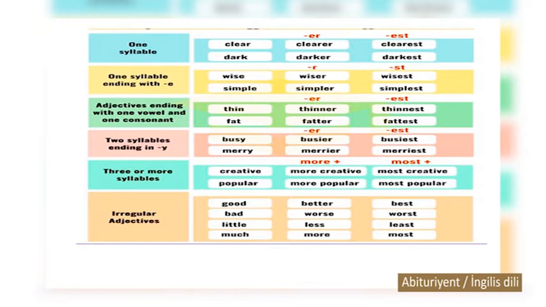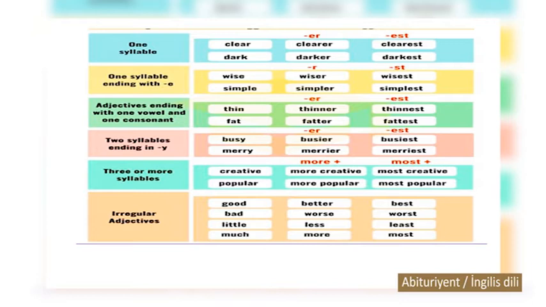Then adjectives consisting of two or more syllables are polysyllabic adjectives. They form their comparative and superlative degrees with the help of more and most. So it means that they give the meaning of comparative degree and superlative degree when they are used with more and most. For example, interesting, more interesting, most interesting, intelligent, more intelligent, most intelligent.